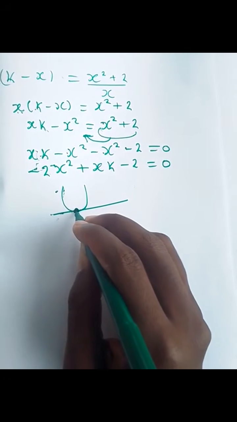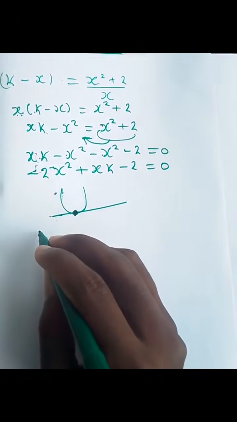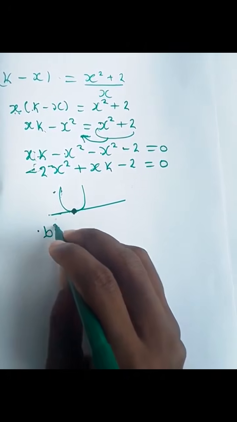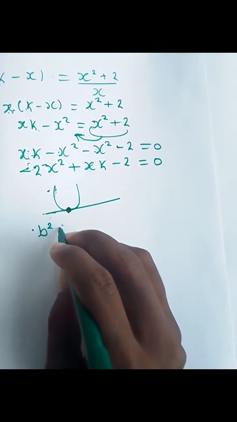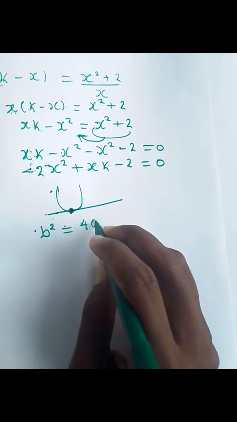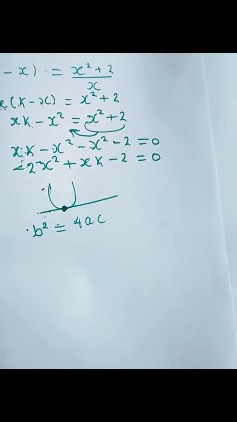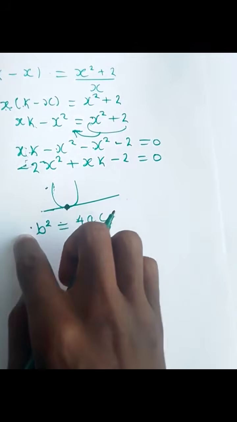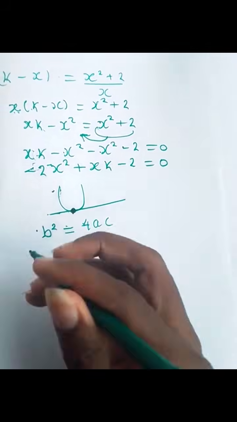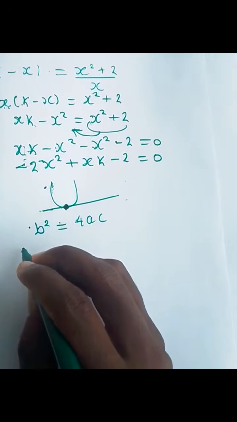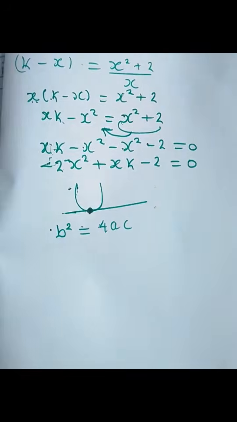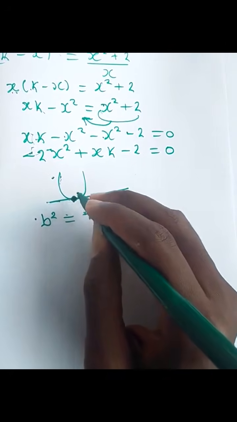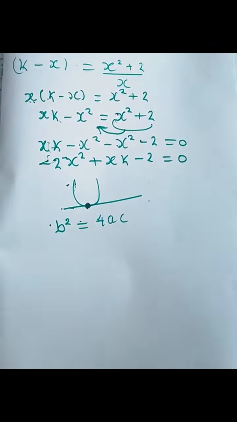Okay, so we can use this one, which is b power 2 is equal to 4ac. And I'm sure if you've watched the video, you know when they say tangent, we always use this one, because they are equal or same roots. We are just going to end up with one type of root, since it's just at one point.